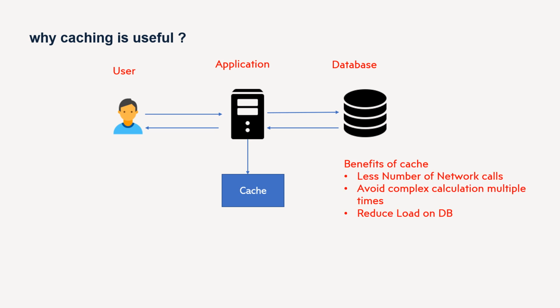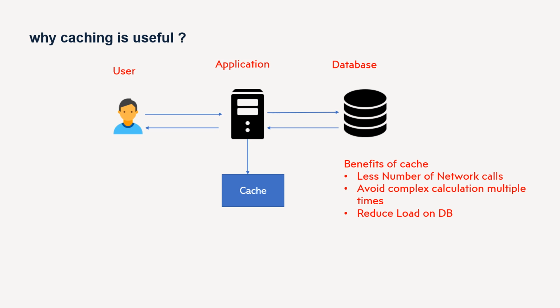There are a few benefits when you use the cache. There will be fewer network calls, because for any order ID or request, you fetch it just once from the DB and store it in the cache. Next time, you can serve it from the cache itself, so it avoids the network calls.